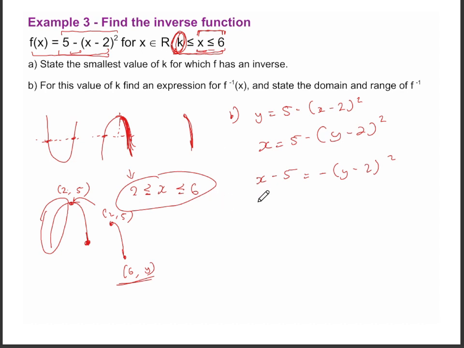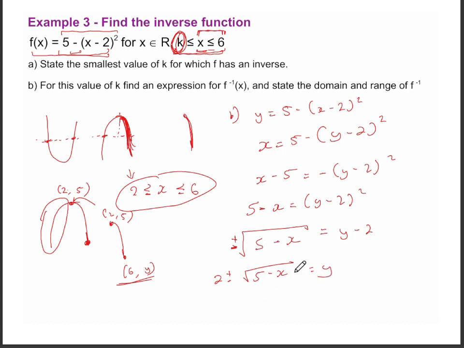We can divide by negative on both sides, so 5 minus x equals (y minus 2) squared. Square root both sides. Obviously, if you square root, you get a plus or a minus, and then we have to identify at the end whether we're going to use a plus or a minus. The square root of 5 minus x equals y minus 2. Then we add 2, so 2 plus or minus the square root of 5 minus x equals y. That's going to be our inverse function, which is not yet complete because we still need to decide whether we want our positive or our negative part. And this, remember, is equal to f inverse of x.